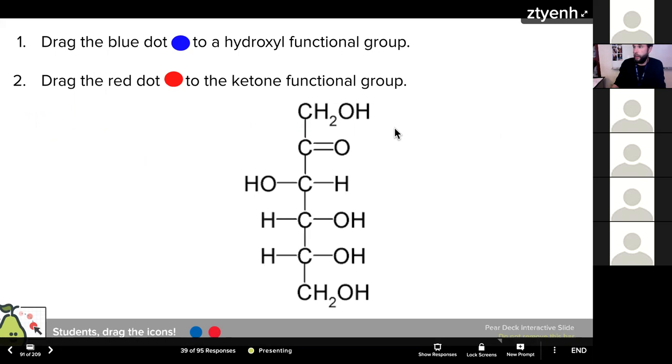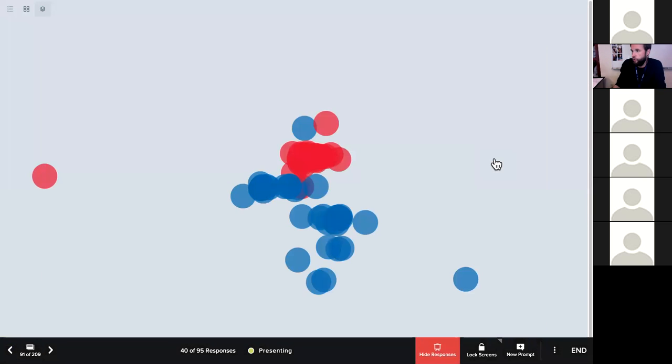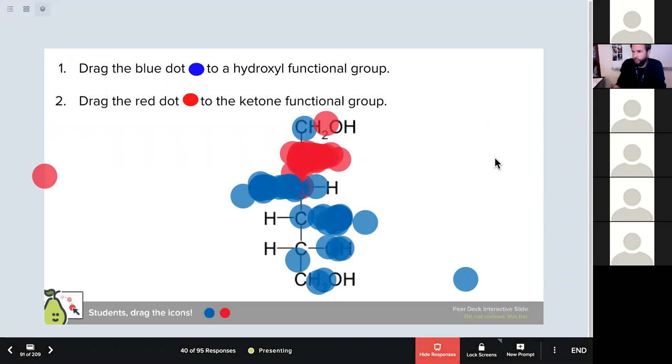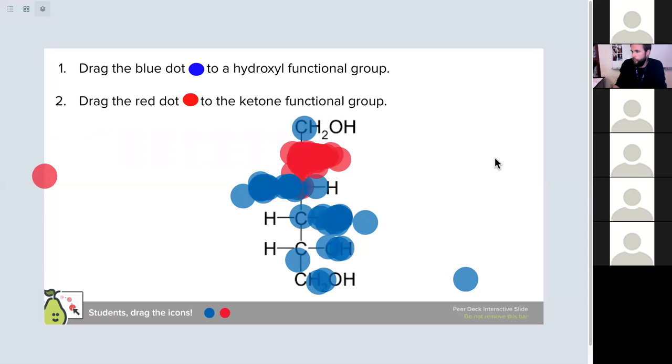Again, now we're identifying a hydroxyl group, but now a ketone functional group. So let's see how you did. Lots of different choices for our blue. Some dots are still moving around. I love that. People correcting or revising their answers. So lots of different places to identify a hydroxyl group. No one right answer there. It looks like everyone now is targeting that red ketone functional group.